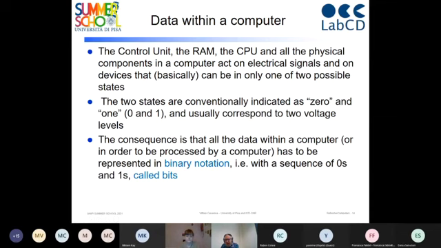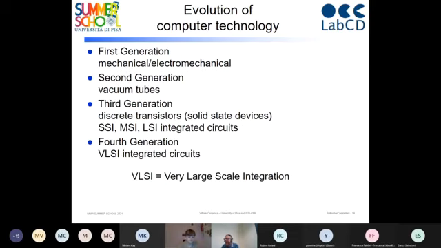Now, to complete this very quick historical perspective, how have computers evolved in these last 70 years or so? Well, first of all, there is the computer technology, I mean, the components by which a computer is made. And as I was saying before, the first generation, in the early 40s, were electromechanical computers. So they still had mechanical parts in movement.